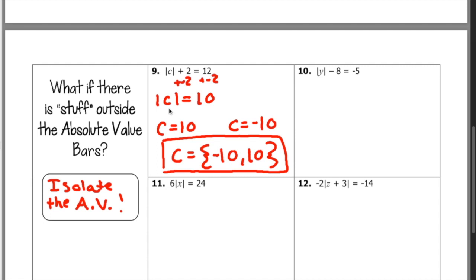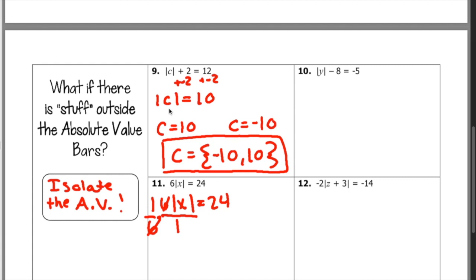All right, let's take a look at number 11. I'm going to skip number 10 since it's similar. So I have 6 times the absolute value of x equals 24. Well, we know that if we have to get rid of something that's being multiplied, we're going to multiply by the reciprocal. So I'm going to multiply this whole expression right here by the reciprocal of 6. I'm going to leave the absolute value alone. I'm just multiplying by 1 over 6.